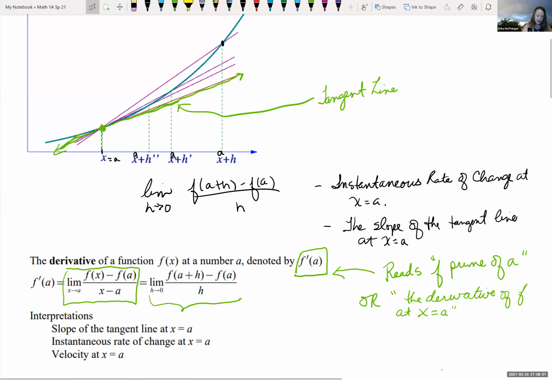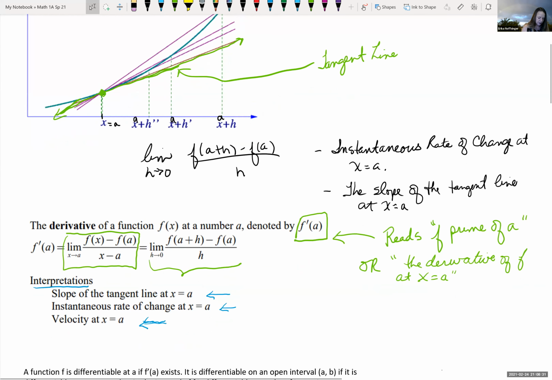Okay, so again, I just kind of mentioned it, but there's different interpretations, meaning the same thing: the slope of the tangent line at x equals a, the instantaneous rate of change at x equals a, and I didn't bring this up, but also if we were looking at the position function and we wanted to find the velocity at x equals a, the speed at x equals a, this is also another interpretation of the derivative at x equals a.